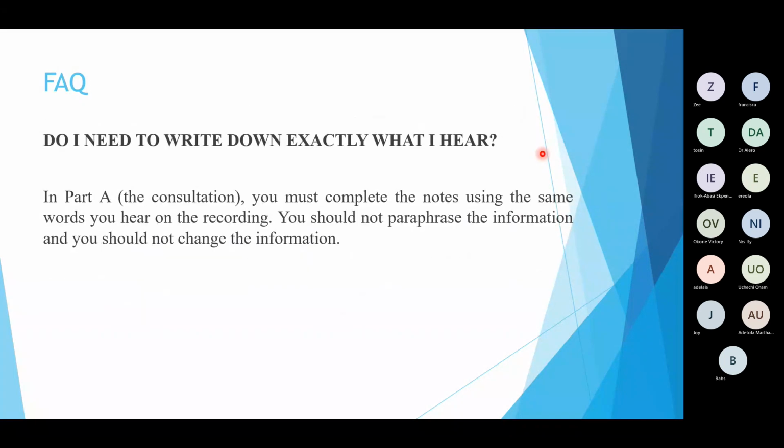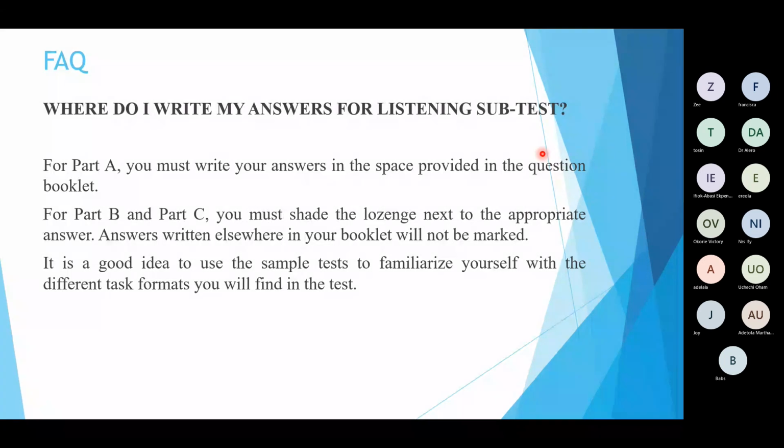That will fly. Then the next question, do I need to write down exactly what I hear? Please, it's very important. You must complete the note using the same words you hear on the recording, right? You should not paraphrase information and you should not change the information, okay? And then what else? Where do I write my answers for listening subtest? For part A, you must write your answers in the space provided in the question booklet. So your question booklet comes like what was projected earlier on here. So we just fill your answers in those spaces. But for part B and C, you must shade the lozenge next to the appropriate answer. Must shade the, for example, what do you call it?